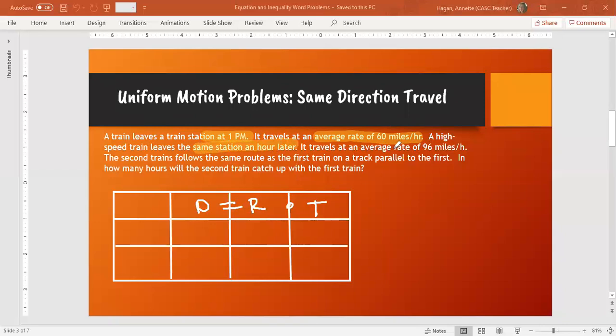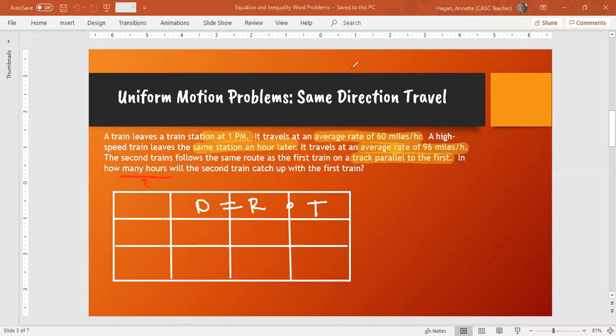It travels at an average rate of 96 miles per hour. The second train follows the same route as the first train on a track parallel to the first. Okay, so that's important to remember. The tracks are parallel. In how many hours will the second train catch up to the first? So what it's asking us to find here is time, how many hours.